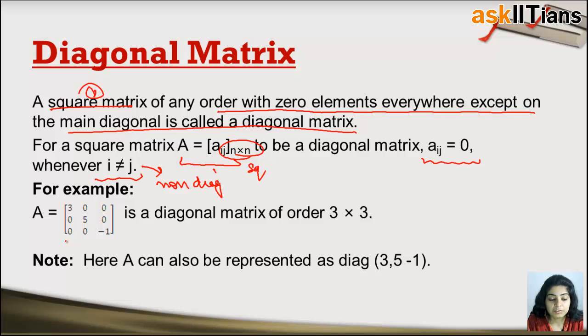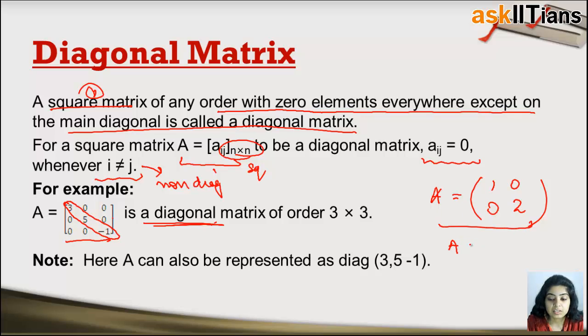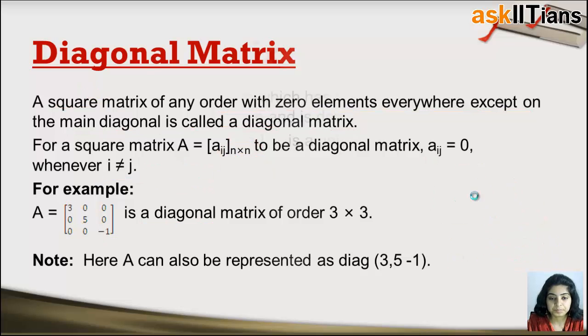So here we have an example for a diagonal matrix of order 3 cross 3. See, the diagonal elements are non-zeros and all other elements except on the principal diagonal are zeros. So this is an example of a diagonal matrix. Let me take another example. Say we have elements 1, 2 and the rest are zeros, this becomes a diagonal matrix. So you can write this matrix as A equal to DIAG, that means diagonal, and just write the diagonal elements. This is another representation, in fact, of a diagonal matrix.